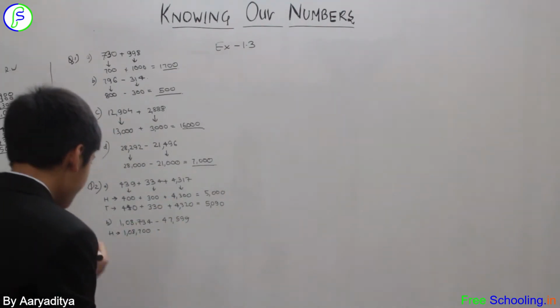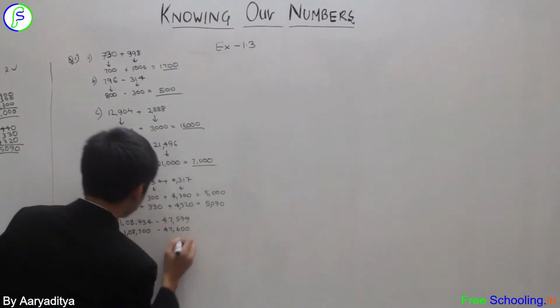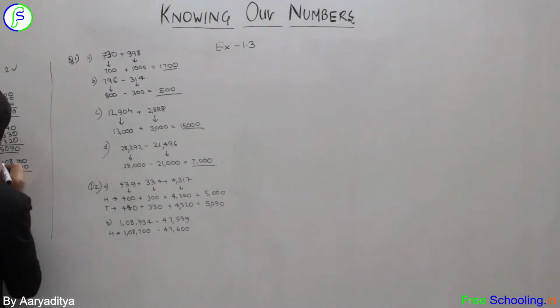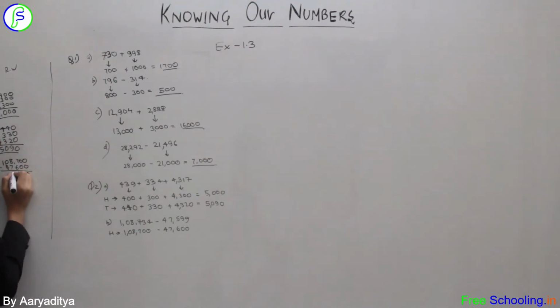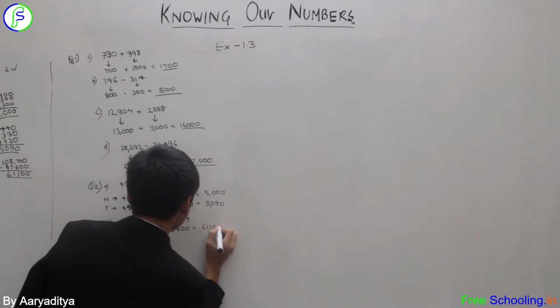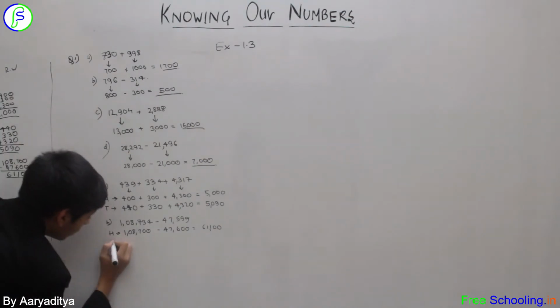This one becomes 100, and at last we have 47600. Now let us do this one. 47600 subtracted from 108,700. What do we get? 0, 0, 7 minus 6, 1, 8 minus 7, 1, and then 10 minus 4, 6. So we get 61,100. Inserting a comma.